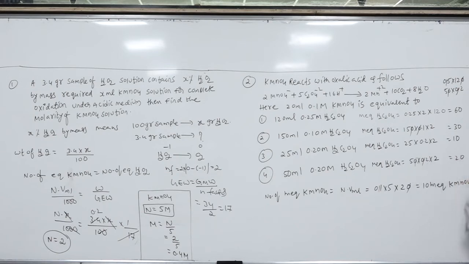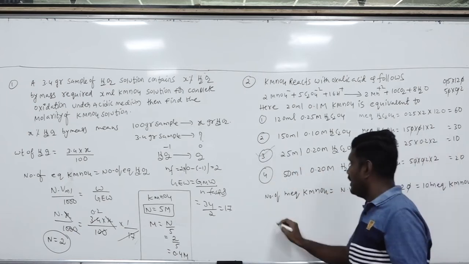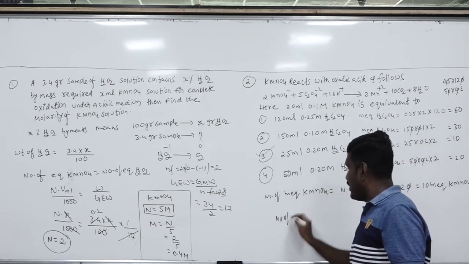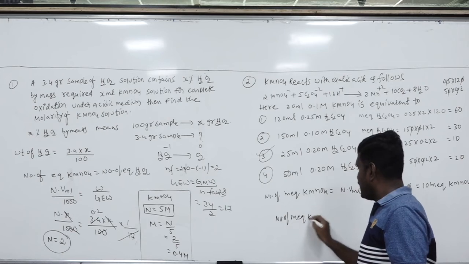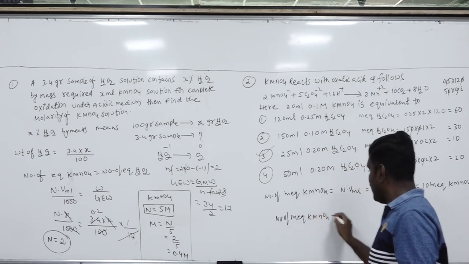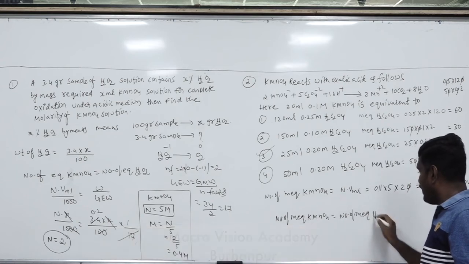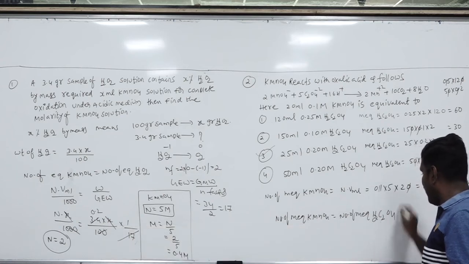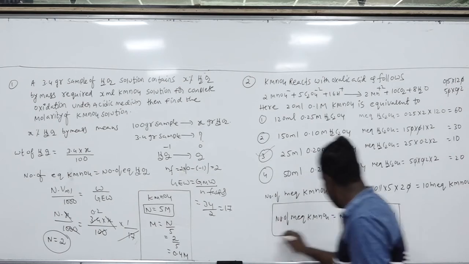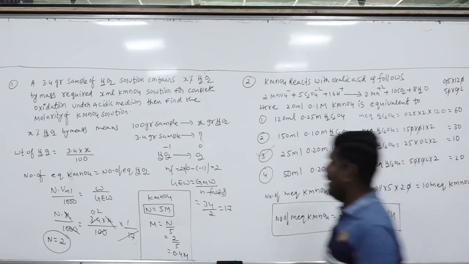Now tell me, in which option are there 10 milli equivalents of oxalic acid? Option number 3. That means the number of milli equivalents of potassium permanganate is equal to the number of milli equivalents of oxalic acid. This is the law of chemical equivalence.